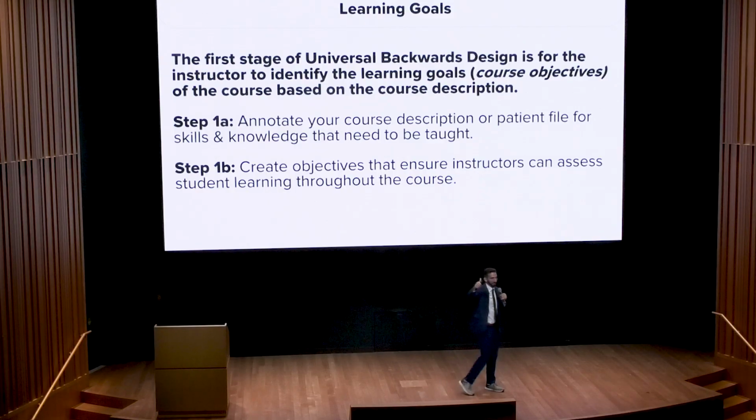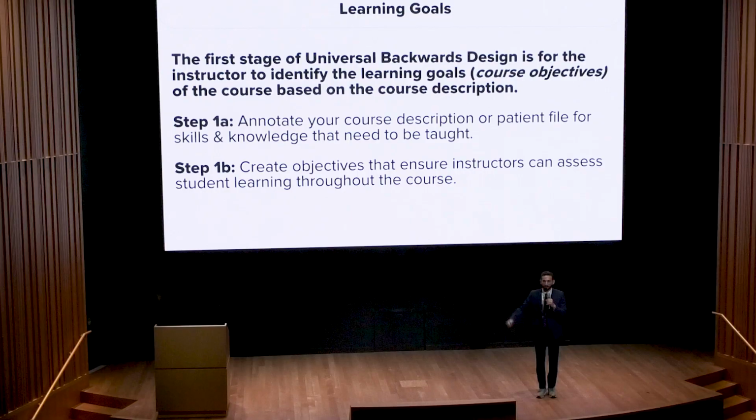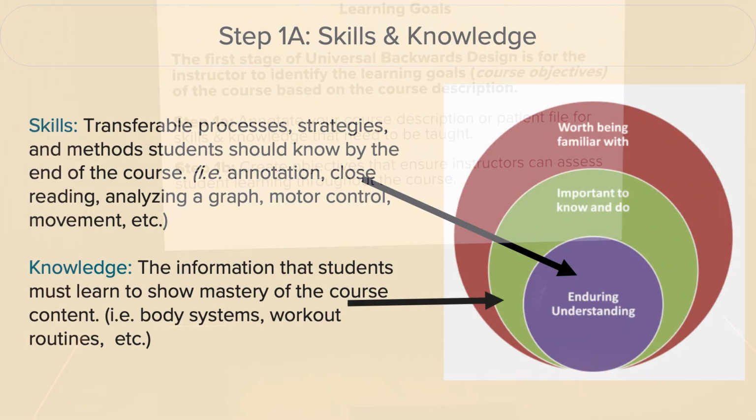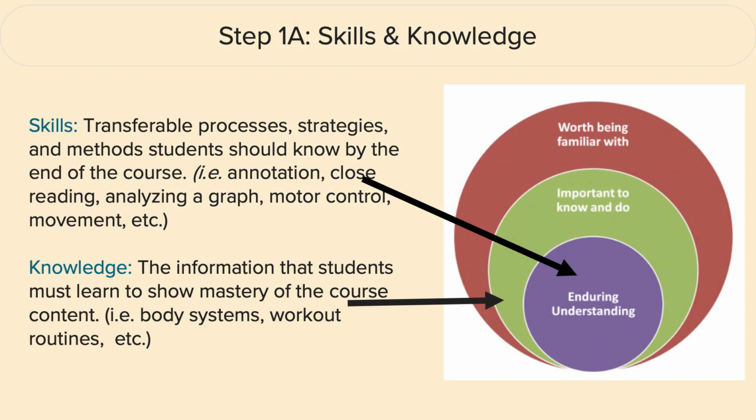Number 1 is to annotate your course description or your course goal, whatever that might be, for necessary skills that students need to achieve by the end of your course and knowledge that they need to gain, right? And then creating those objectives. So let me show you what that looks like, right? When we're thinking skills, we're thinking things that are transferable. We're thinking analysis that you're going to use in every single course you ever do for your entire life. We're thinking about annotation of a text, which I know a lot of us are reading case files.